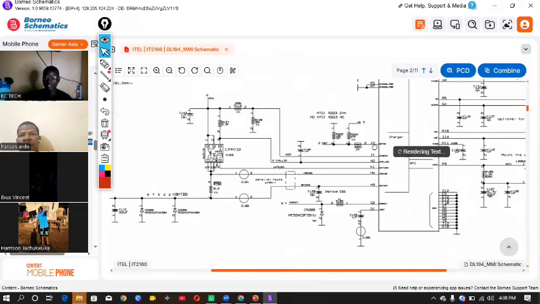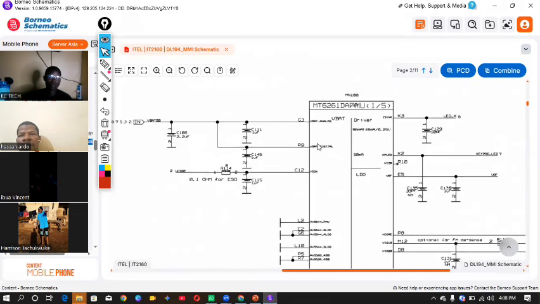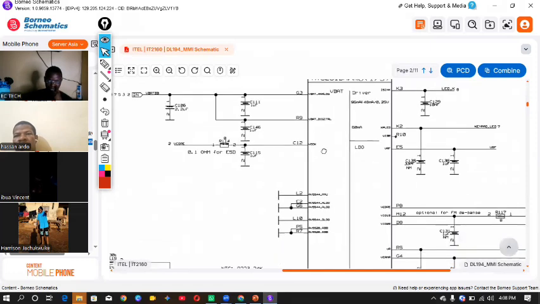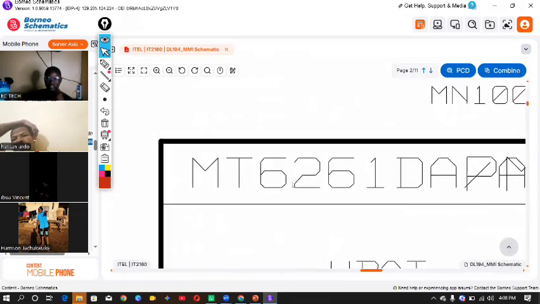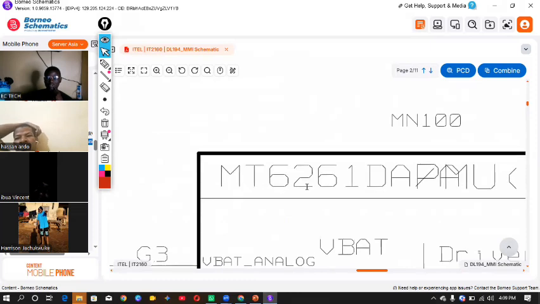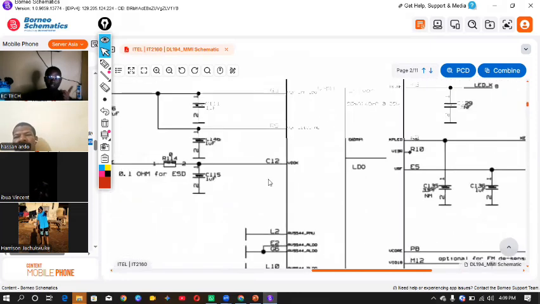So this power IC, or let me just say, the mobile phone, is only one chip that is controlling everything. It serves as the power IC and as the CPU. So it's only one chip that is controlling everything. And this is the number of the chipset: MT6261, it's a MediaTek.